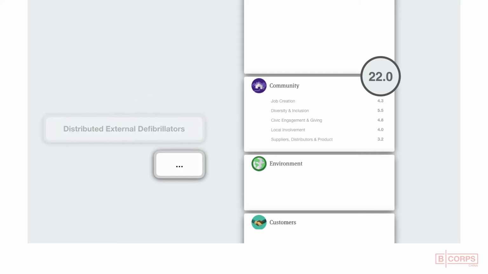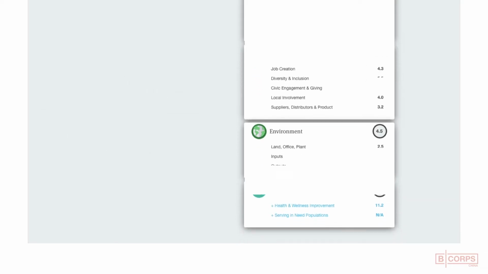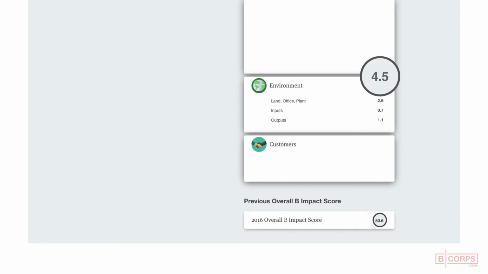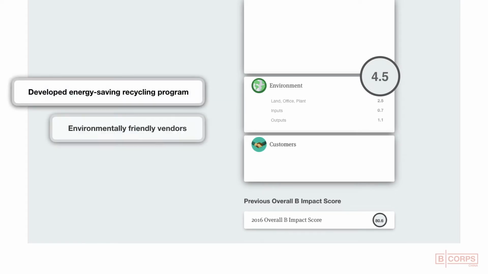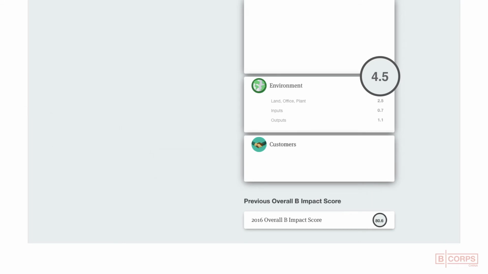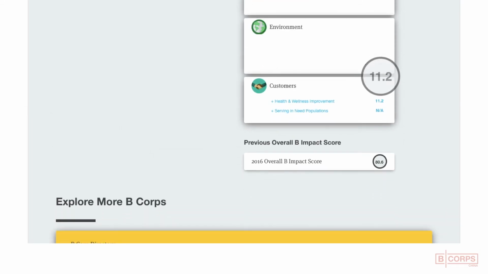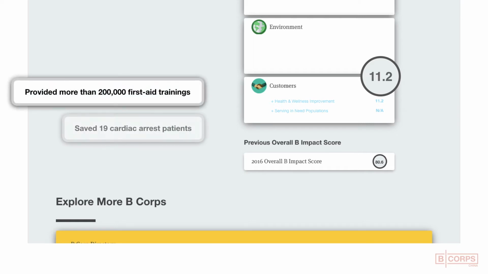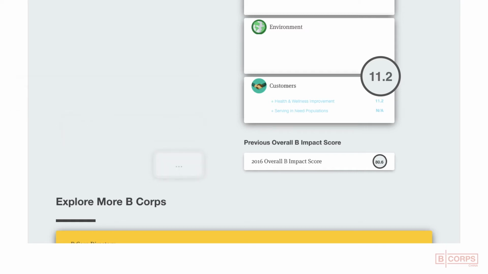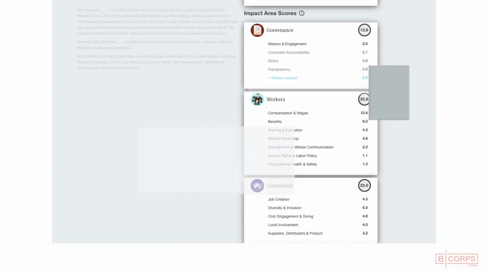As a service company with minor environmental footprint, the impact of the environmental dimension is not so obvious. But they still worked hard within this dimension, with activities like the development of a dedicated energy-saving recycling program and choosing environmentally friendly vendors when purchasing its office supplies. Their score in the customer dimension is 11.2 points. First Respond provided more than 200,000 first aid trainings, guaranteed more than 400 marathons and other large-scale events, and successfully saved 19 cardiac arrest patients.